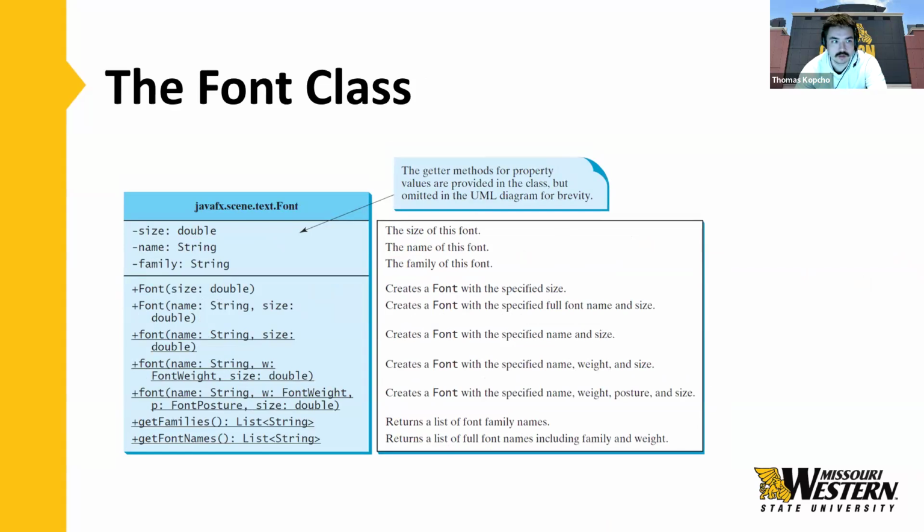You have size, you have name, you have family. So the size is the height of the font in user space, right? So 12, 16, 20 points. The name is the full name of the font. And then the family is the primary font family, like Arial or Times New Roman or whatever. And the name would be the full name of the font, like Arial Bold or whatever.